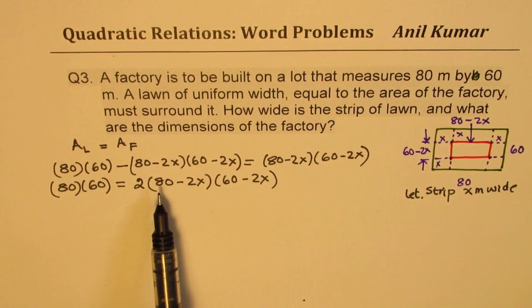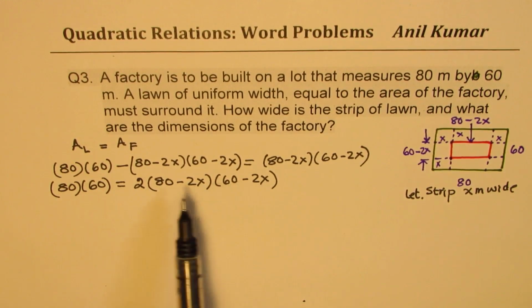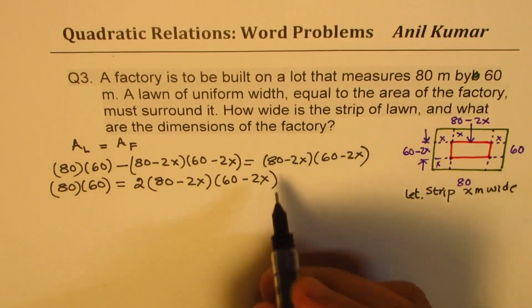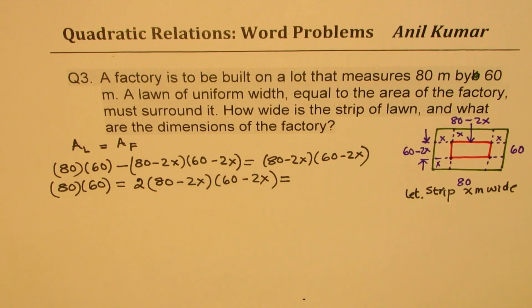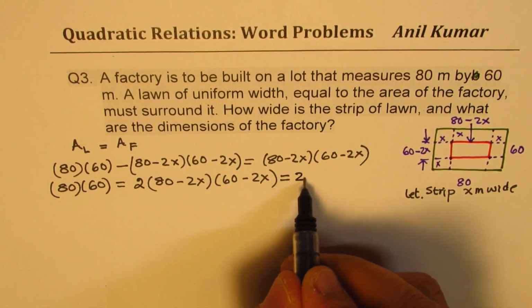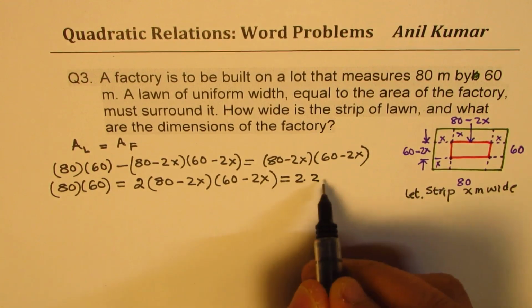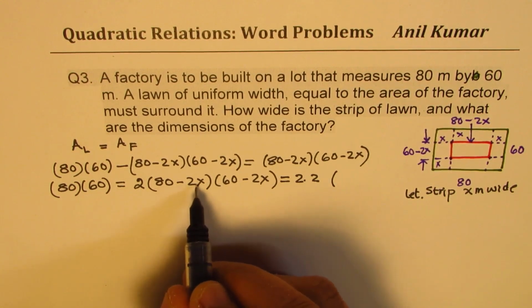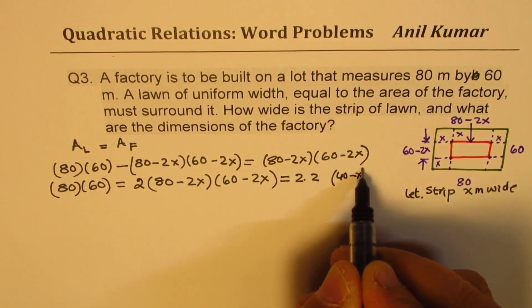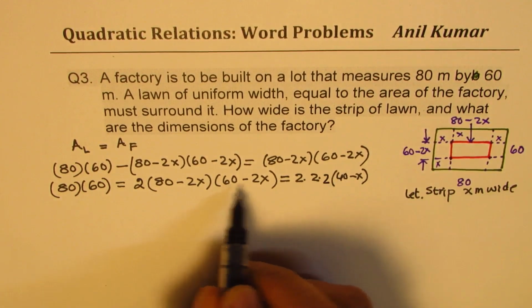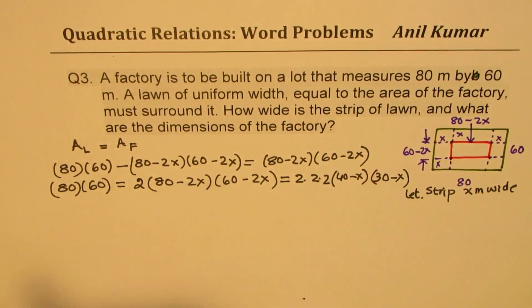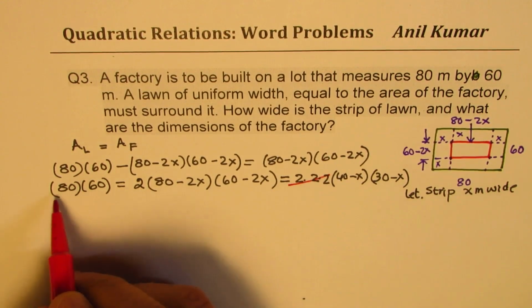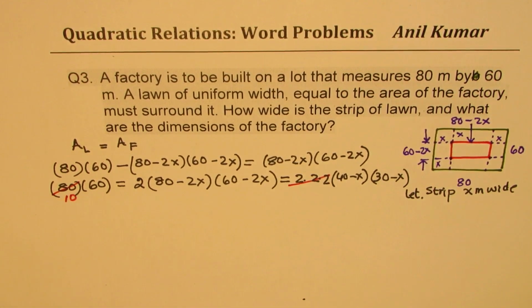Perfect. Now, in 80 minus 2x and 60 minus 2x, we have 2 common here and 2 common there, right? So that means I get 4 common. I could write this as 2 times 2 from here, so I get 40 minus x, and then 2 from there, so I'm writing 2 here, 30 minus x. Do you see that? So I factored out 2 from each factor. I got 8 here. Now this 8 can be divided into 80. We get 10. Do you see that?